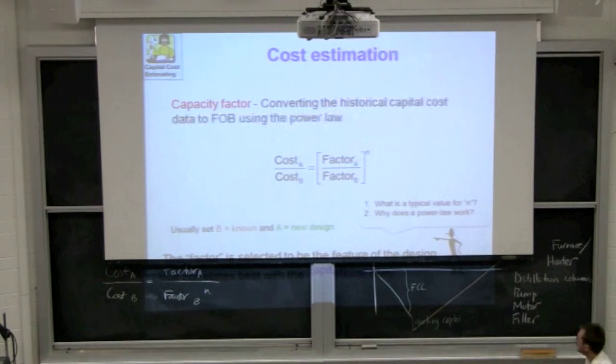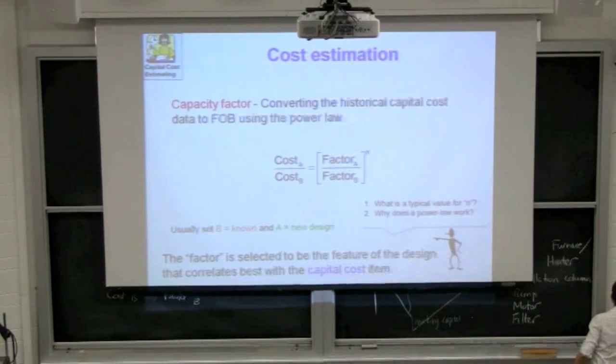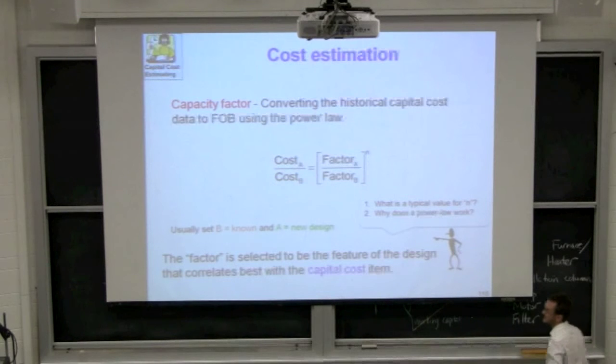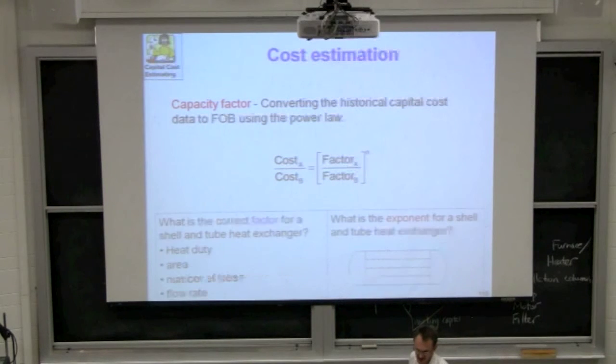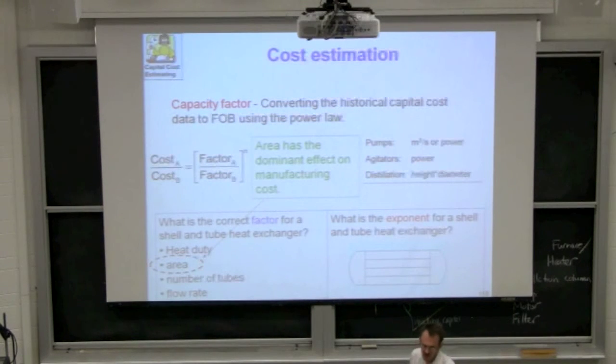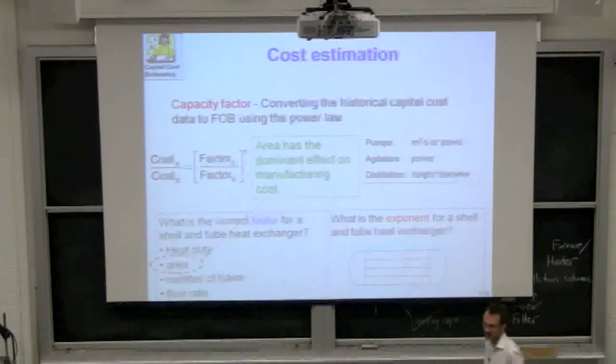Okay. So we'll see our factors then are an important part of the information we need, and we're going to relate that to the cost using that ratio. So that's what these slides went on about. So their distillation column, there's a mistake here in your notes that should be height times diameter raised to the 1.5. Okay, and pumps could either be in volumetric flow rate or in power.